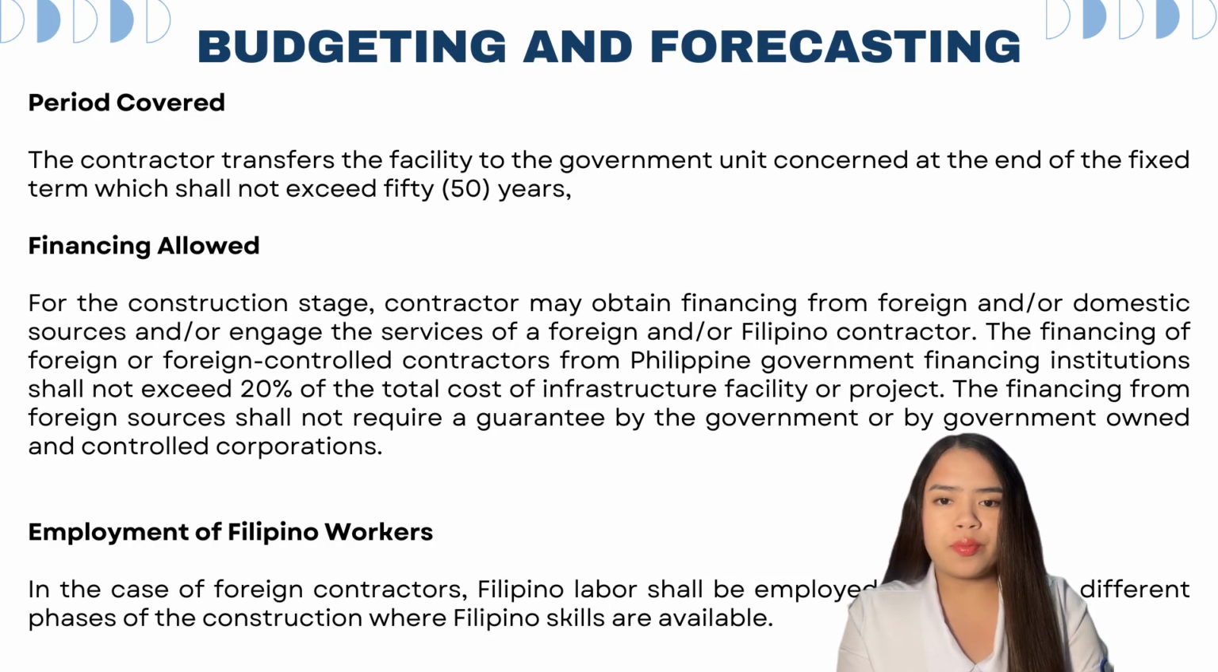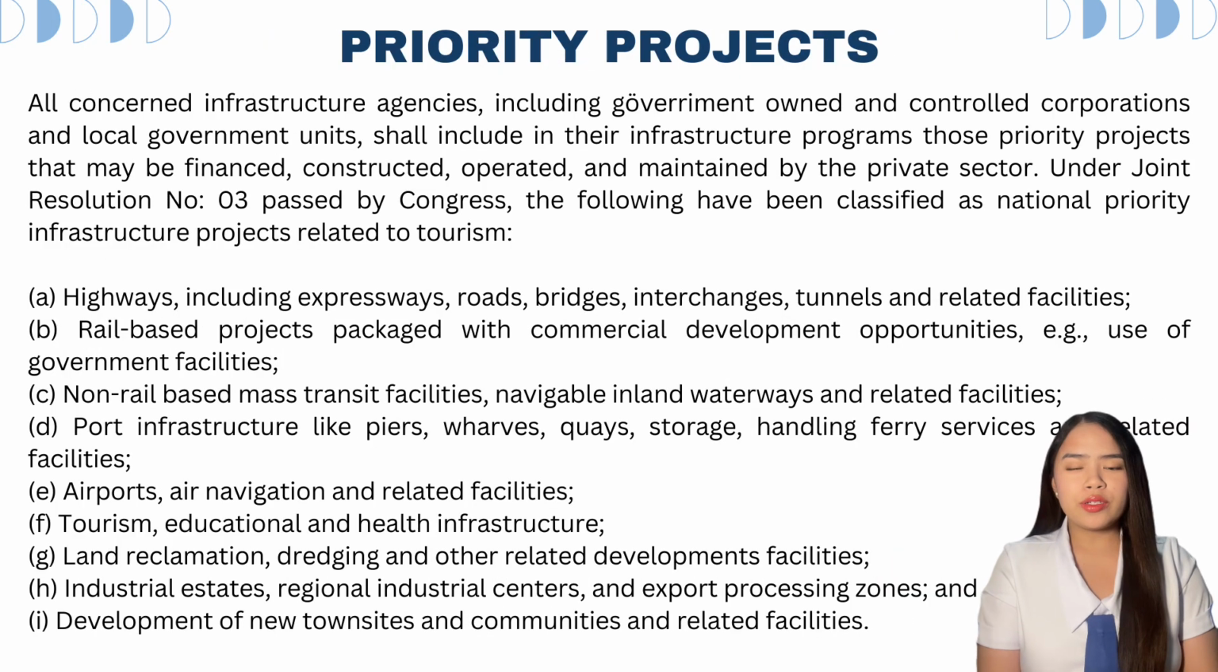Then employment of Filipino workers. In the case of foreign contractors, Filipino labor shall be employed or hired in the different phases of the construction where Filipino skills are available. Priority projects. All concerned infrastructure agencies, including government-owned and controlled corporations and local government units, shall include in their infrastructure programs those priority projects that may be financed, constructed, operated, and maintained by the private sector.